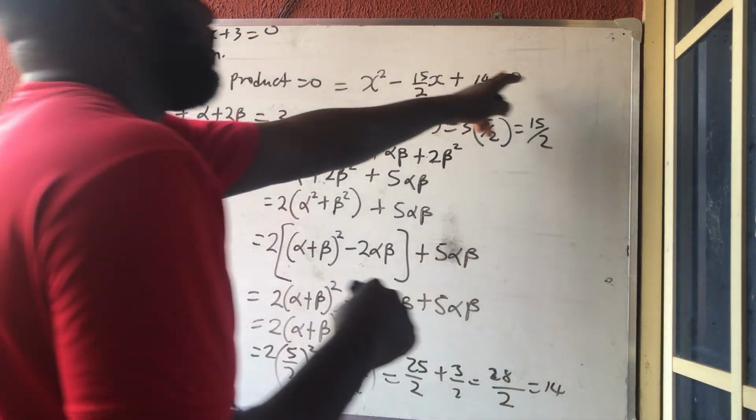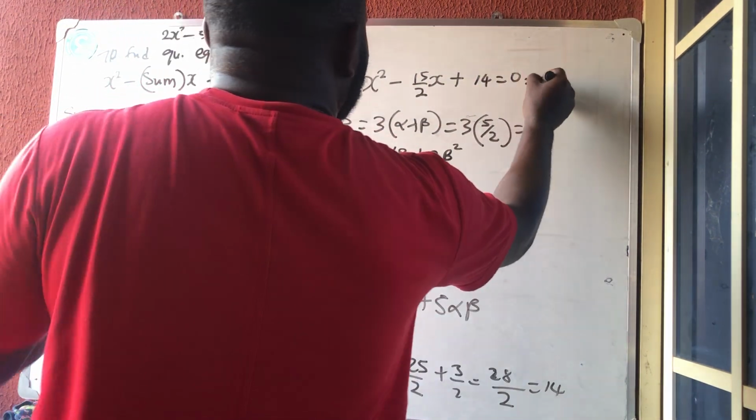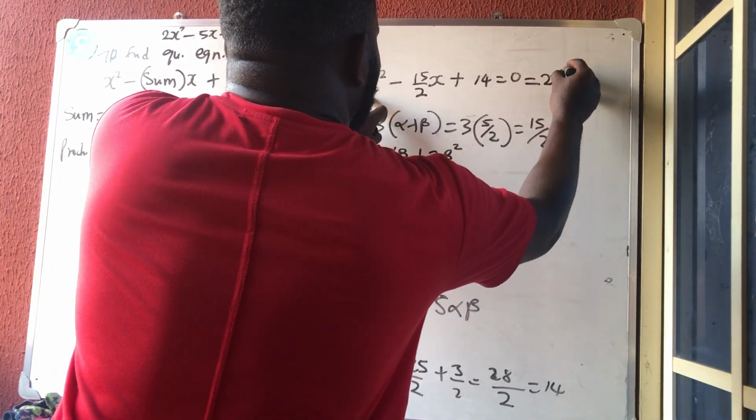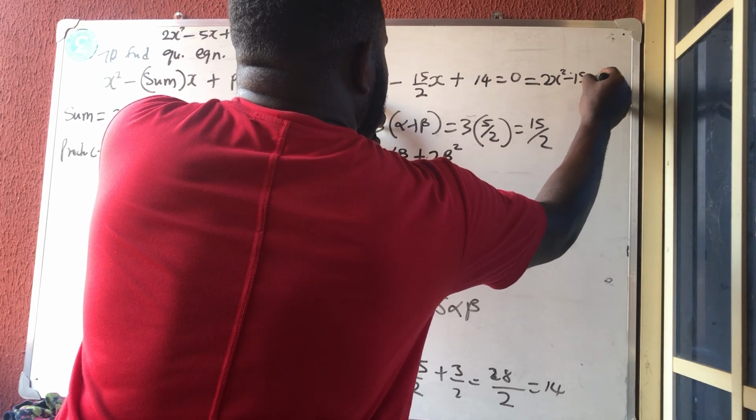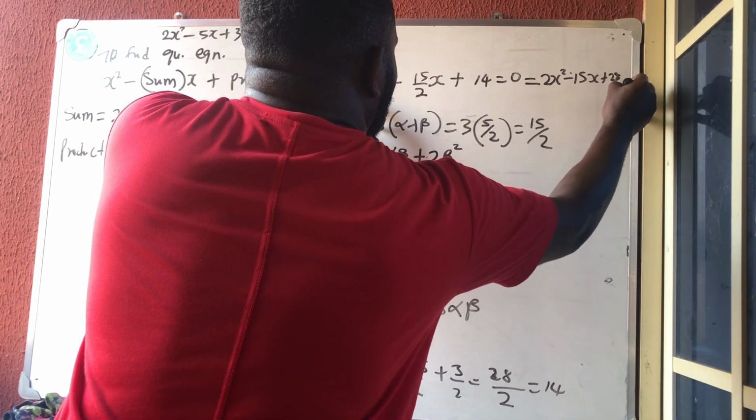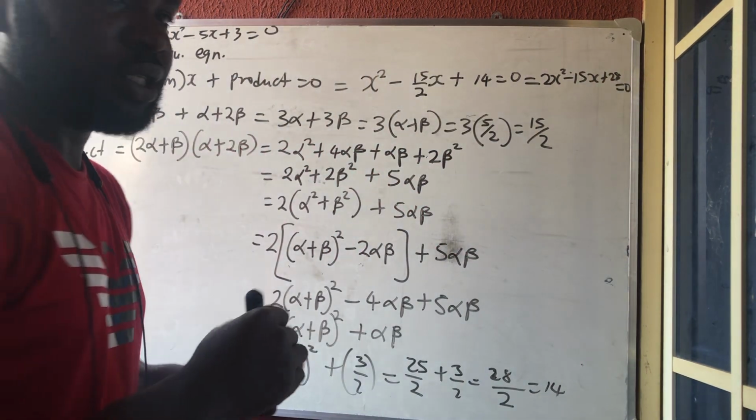So multiply everybody by 2 so that you clear the denominator, which gives 2x squared minus 15x plus 28 is equal to 0. That is my quadratic equation.